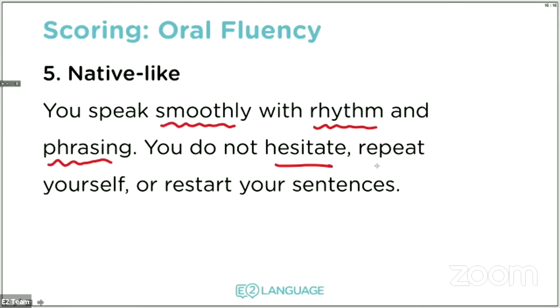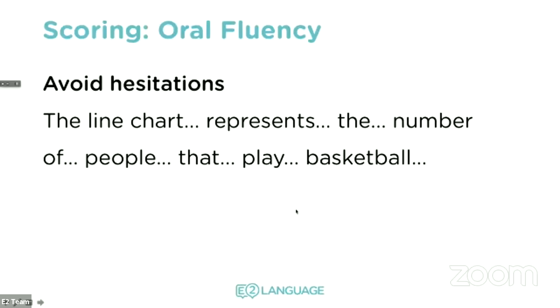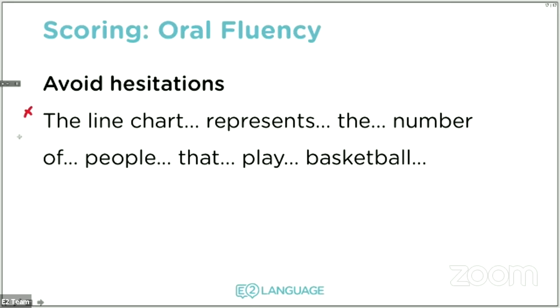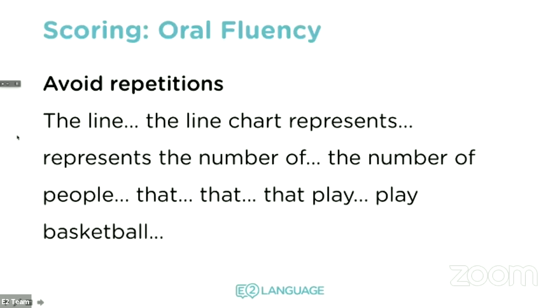Here's the hesitation thing. Try not to repeat yourself, or restarting sentences is also not good. You want to avoid hesitations. For example, "the line chart represents the number of people... that"; that's an example of hesitating. You don't want to do that. You need to avoid repetitions. "The line chart represents the number of people, the number of people that play basketball." Avoid repetitions.